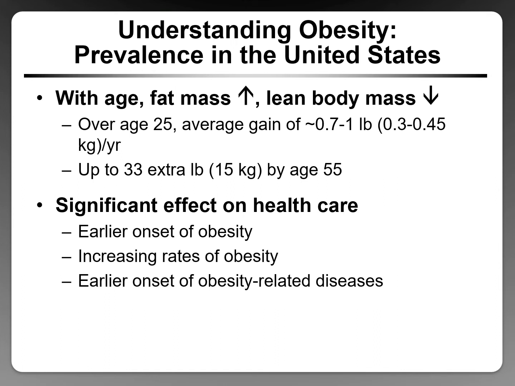So this can add up to 33 extra pounds by age 55. We'll talk about this when we're talking about the older population and how exercise can be beneficial. So this is going to have a significant effect on the healthcare system. As I had alluded to a little bit, an earlier onset of obesity and those increased rates of obesity are going to put a significant financial strain on individual families, on healthcare insurance, on healthcare systems. You can have significant strain on that.